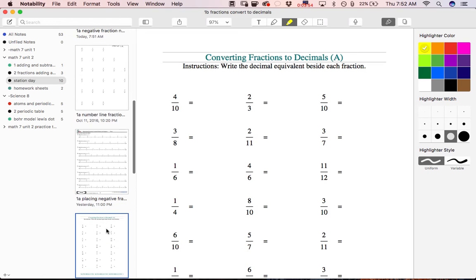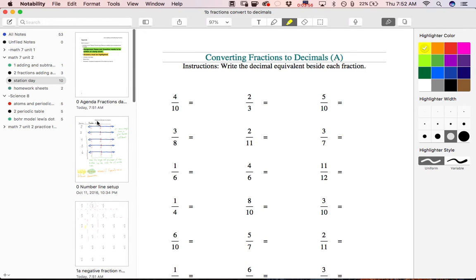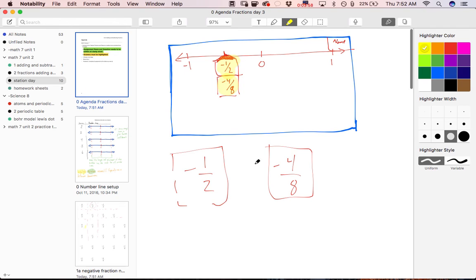Okay? But what we want to do first is go ahead and make that number line as pictured here. Do that now.